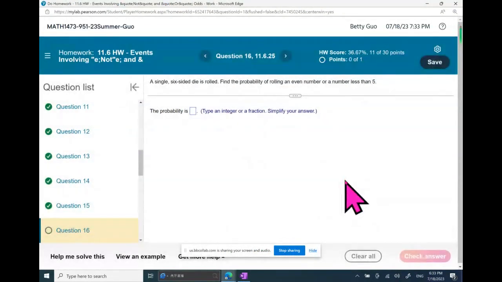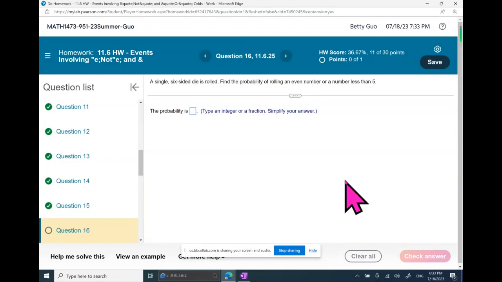A single 6-sided die is rolled. Find the probability of rolling an even number or a number less than 5. Okay, so it's about the or. 2 events. First event, get an even number, 2 or 4 or 6. Second event, getting a number less than 5, 1, 2, 3, 4. Question, since we are looking for the probability of or, we need to determine, are they mutually exclusive or not? You're going to tell me again.